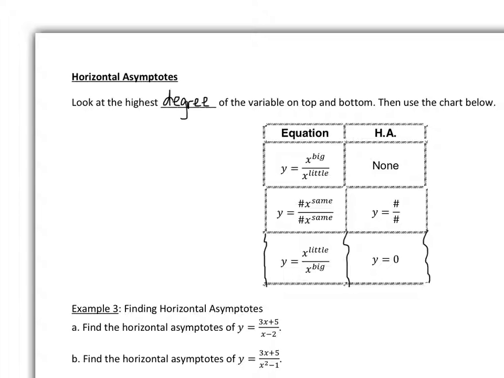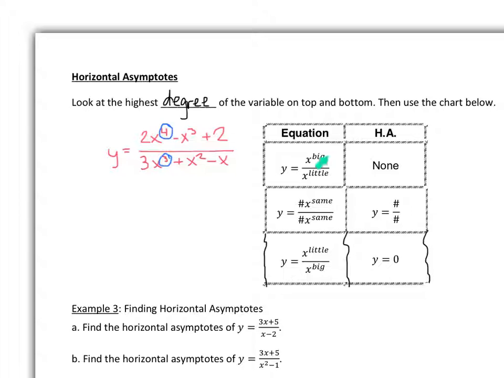So let me give you an example equation. Say y equals 2x to the 4th minus x cubed plus 2 over 3x cubed plus x squared minus x. Okay, I just made that up. What is the highest degree of the top? The highest degree is 4 on top and the highest degree on bottom is 3.